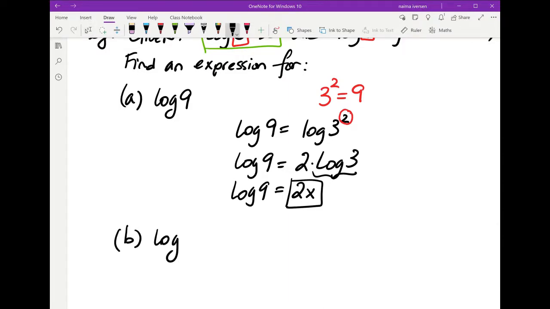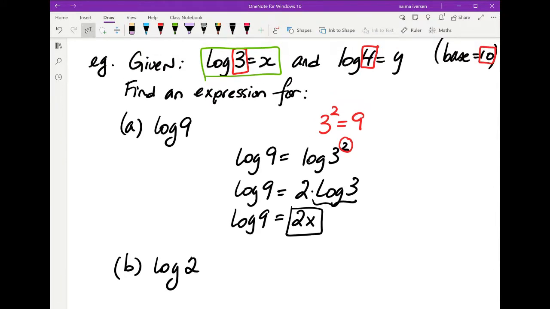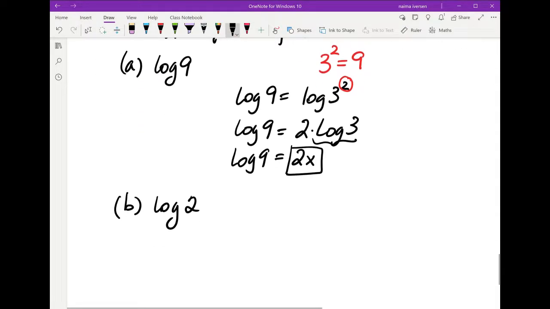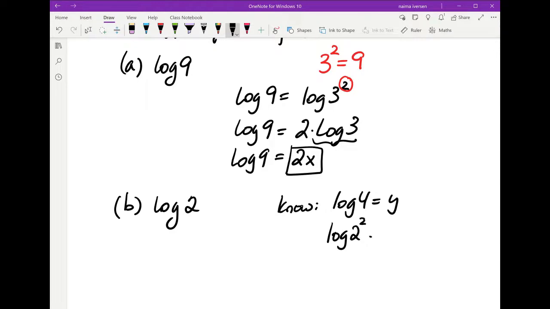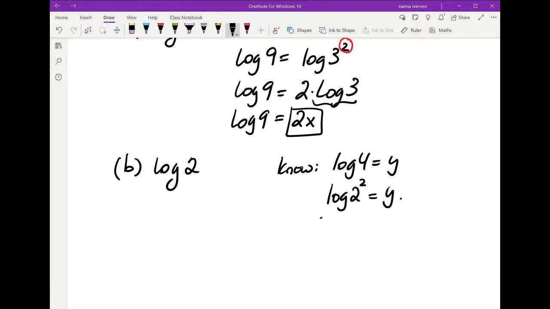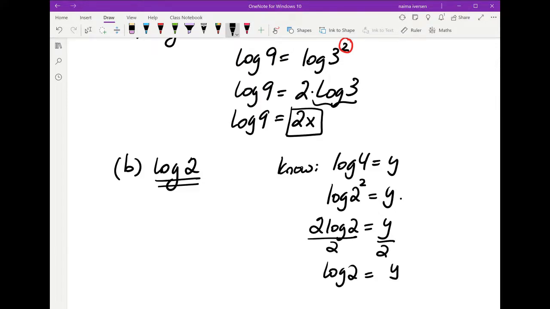If I wanted to find an expression for log of 2, again, we want to figure out how we can combine 2 with a 3 and a 4 and a 10. Well, 3 has nothing to do with it. 10 has nothing to do with it. I can get a 2 out of 4, though. We know that log of 4 is equal to y. Log of 2 squared, we got to get that 2 out of there, is equal to y. Bring the 2 in front: 2 log 2 is equal to y. To get the log 2 by itself, divide both sides by 2, and we get log 2 is equal to y over 2. You've got yourself an expression for this.